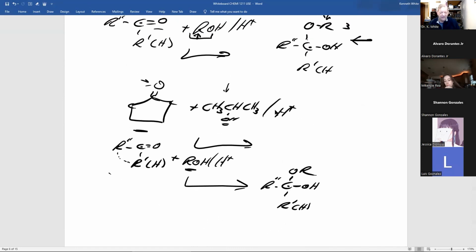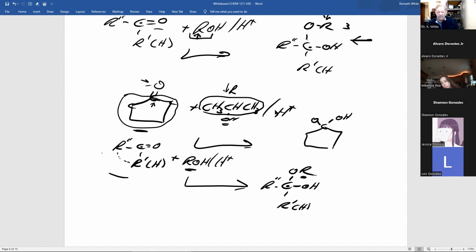So what's my R prime and R double prime? This whole ring. So it's still going to be attached to the carbon here that was the carbonyl, which is this carbon. This will have a hydroxyl group. Doesn't matter which side you put it on. Oxygen. And what's R? Right here, isopropyl. The carbon with the hydroxyl group is the carbon bonded to this oxygen, which is here. That's the center of 3. Oops, this one.